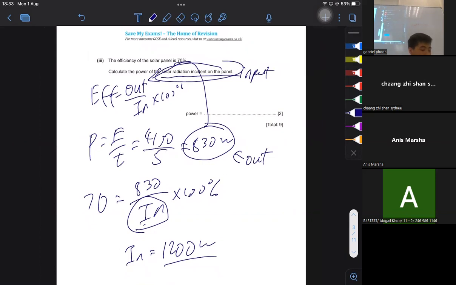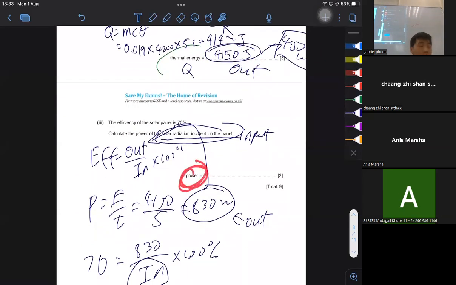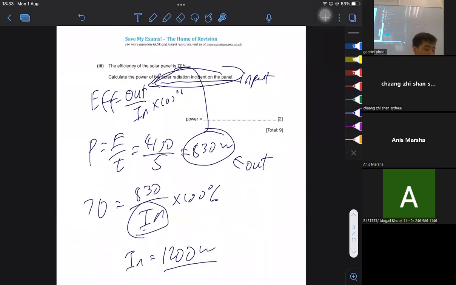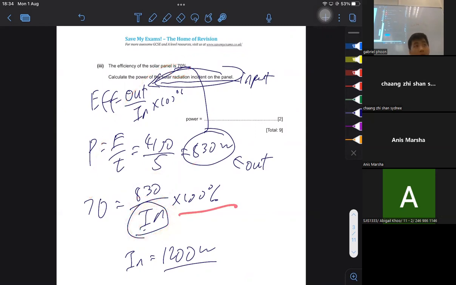This is power. This part is just power equals energy over time, because this one that we calculated is in energy. I want to convert it into power because this one wants me to find power, right? So it's energy over time, which gives me this power. This power is the output. Then after that, I substitute 70% into here, this 800 over into here, and I'm finding the input, so I don't know what it is, times 100.